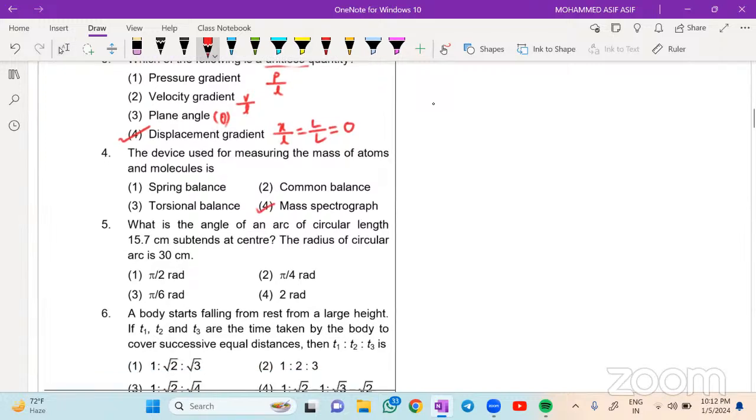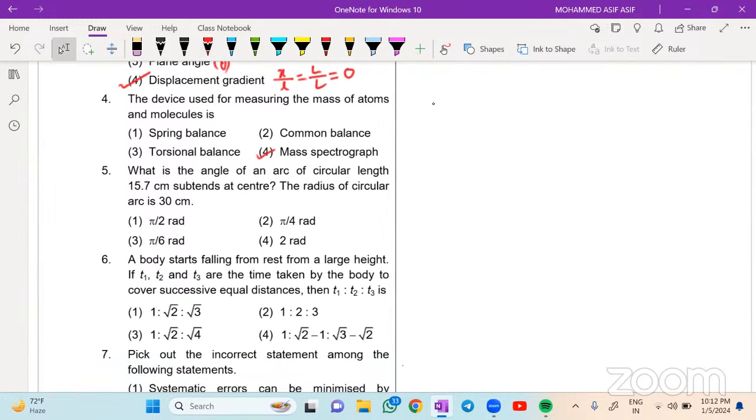Done. Next one. What is the angle of an arc of length 15.7 centimeters subtending at the center? The radius of the circular arc is 30 centimeters. So this is your circular arc. The angle of the arc means this one, this theta.